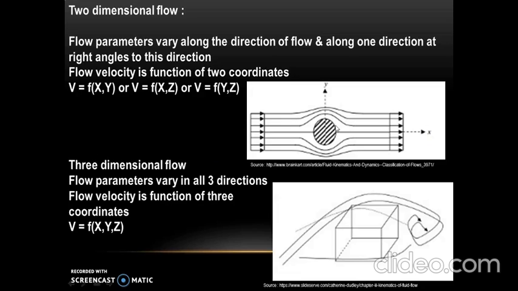This is an example of flow over a circular section. So when fluid flows over the circular section, there will be change along both x and y direction. Hence it is a two-dimensional flow. And in case of three-dimensional flow, flow parameters vary along all the three directions. That means flow velocity is a function of three coordinates. So we write v is equal to f of x, y and z.